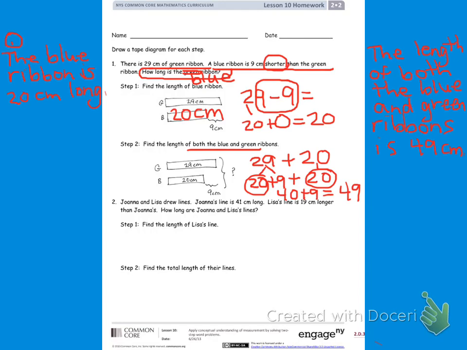Okay, now you use the same technique to solve problem 2. Don't forget to label the rectangles in your tape diagram when showing how long Joanna and Lisa's lines are. And also, don't forget to answer all of the questions in words as well. When we see story problems, we read them, we draw out the answer, and then we write them. Read, draw, write. That's the strategy.